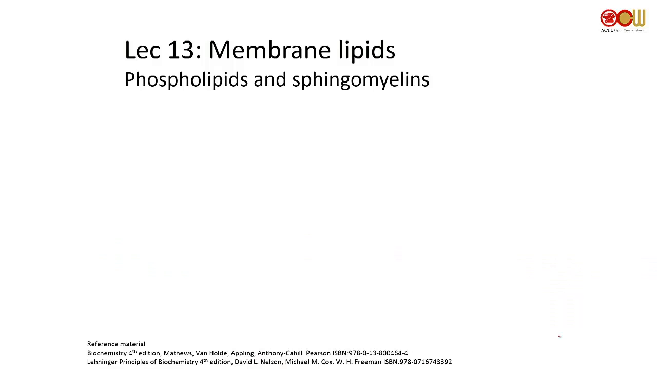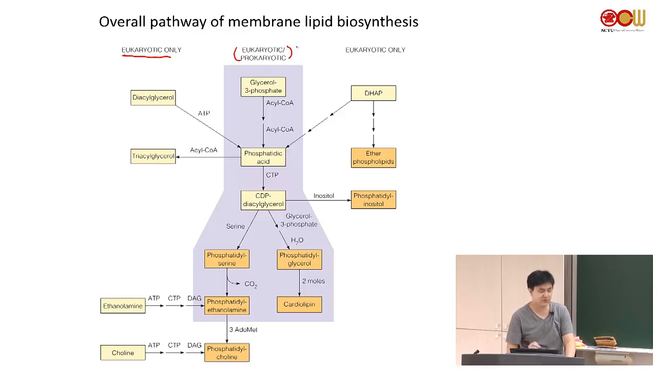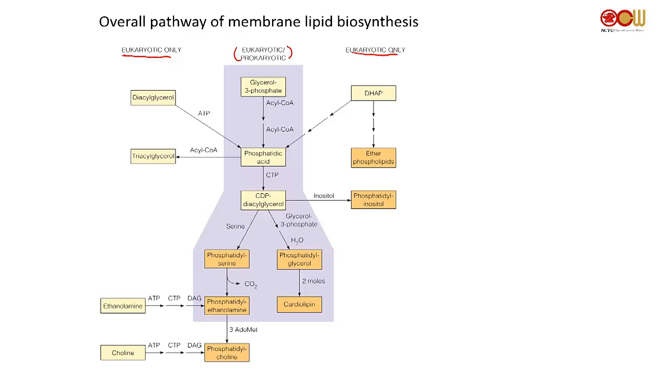So we're going to talk about membrane lipids. In particular, we focus on phospholipids and sphingomyelins. This is a chart that's a very broad overview of membrane lipid biosynthesis. What we see is that you have a difference between eukaryotic only, eukaryotic plus prokaryotic, the stuff that they share, and then eukaryotic only. From this chart, you can probably already see how in eukaryotic systems you have more pathways, more diversity in terms of how you get to your membrane lipids. So from this overall pathway, let's first take a look.